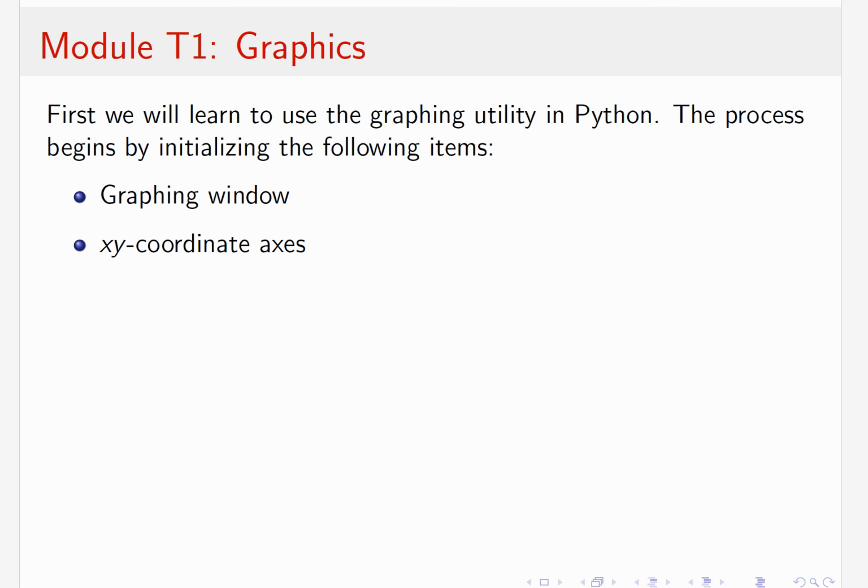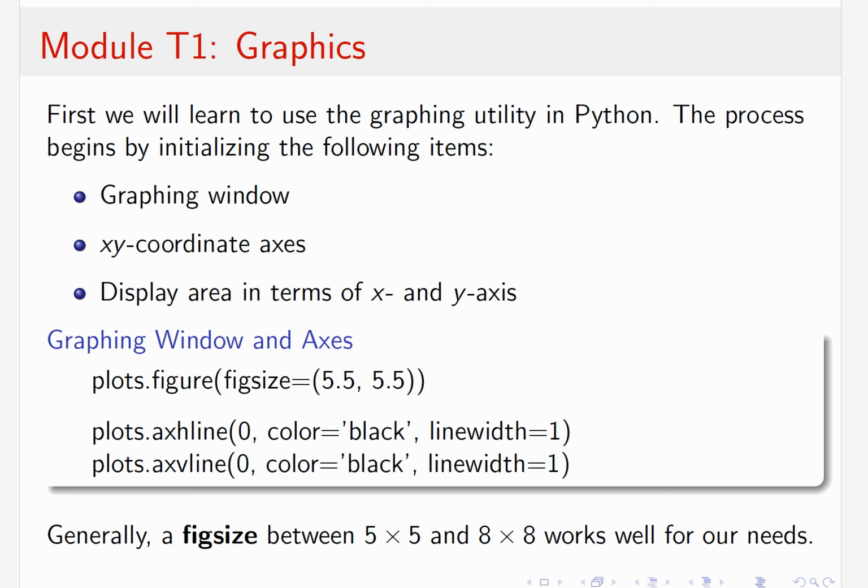All right. So we're going to create the graphing window and the XY coordinate axis. And the way we're going to do that is we're going to use plots.figure. And then the only argument we're going to send in there is fig size equals. All right, so it's got one option, one parameter, fig size. And what are you going to use? Well, anywhere between 5 by 5 and 8 by 8 works well. By the way, you can create rectangular windows depending on the kind of graphics you're trying to display. So plots.figure, fig size, I'm using 5.5, 5.5.